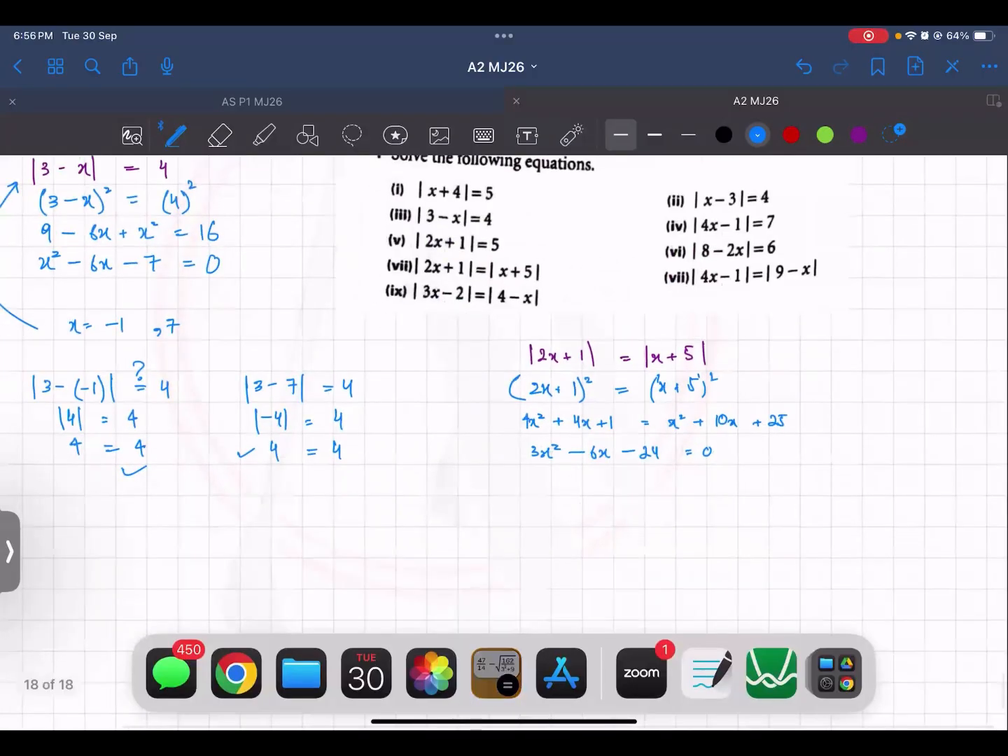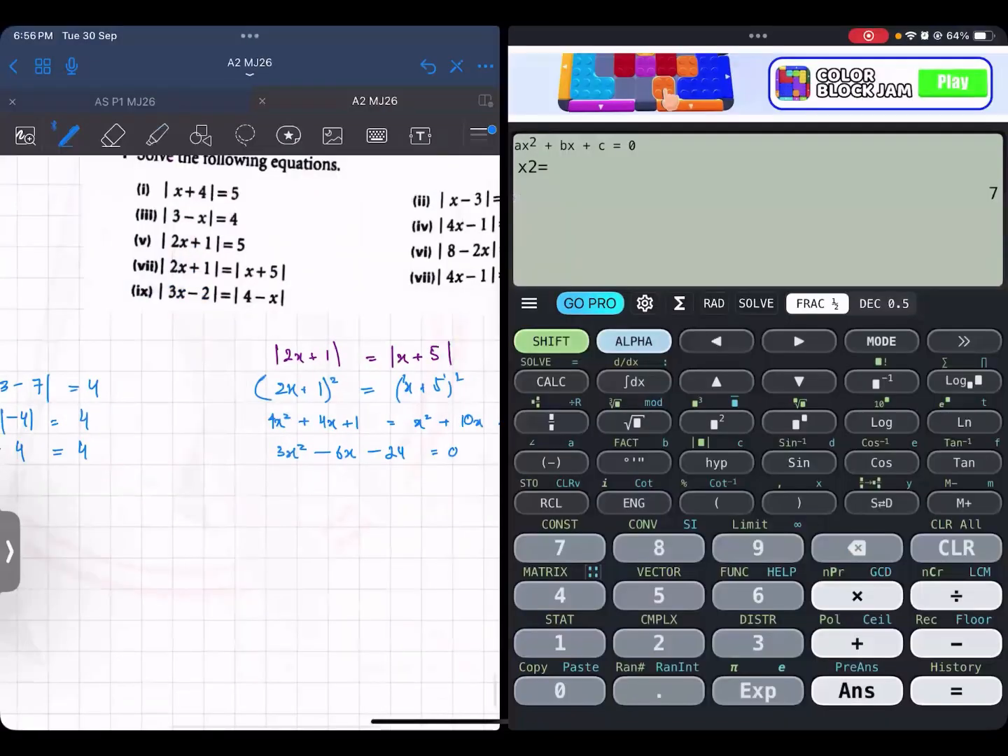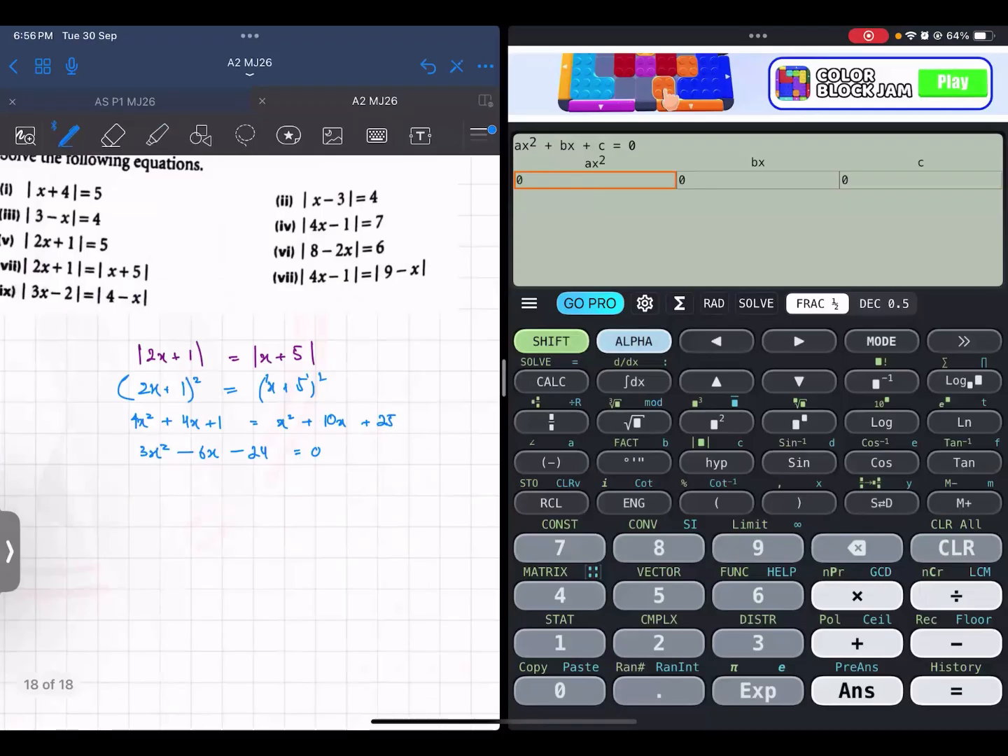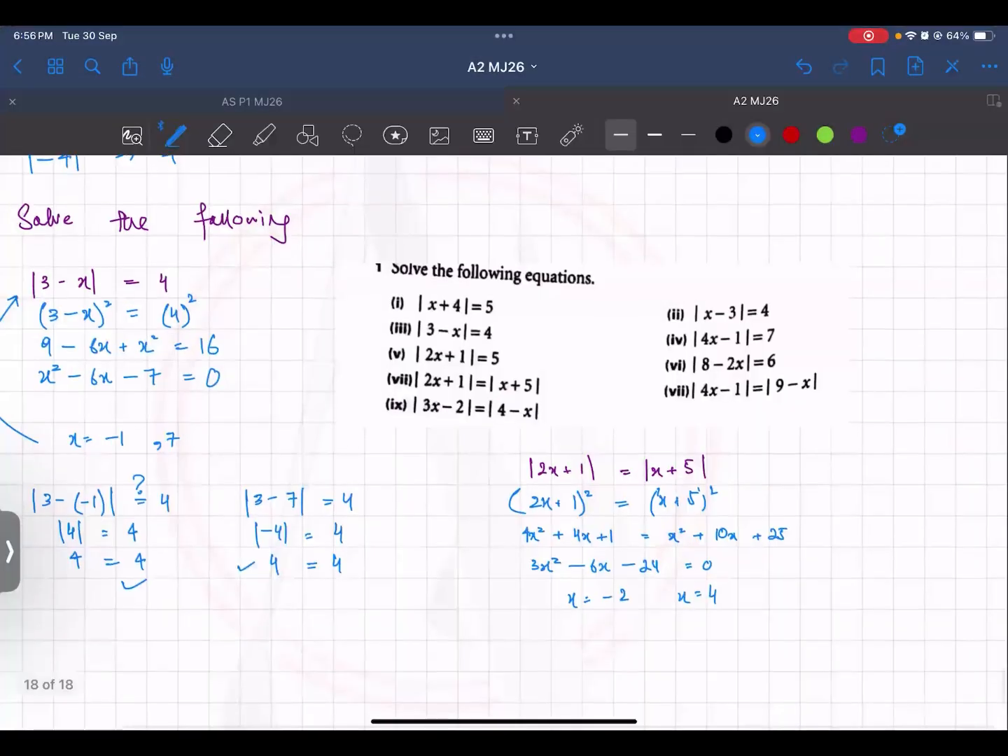And again, use a calculator. Now, if you're in A2, then this would work. Using your calculator to get the final answer is okay. You can do that. So you can see x is equal to minus 2 and x is equal to 4. So this is one of the ways of solving these modulus equations.